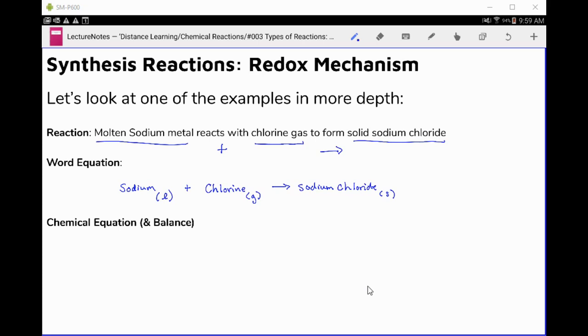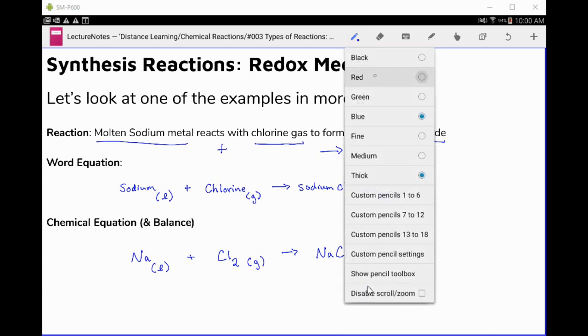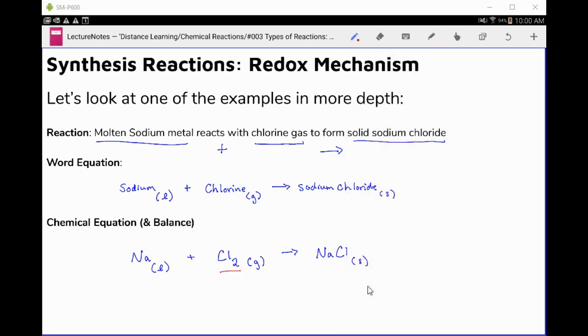Turning this into a chemical equation, the symbol for sodium is just Na, liquid. Chlorine is Cl, but remember that it's diatomic because it bonds to itself. So Cl2, and it's a gas. And sodium chloride. Sodium has a charge of +1, chlorine is -1, so we just get NaCl. Now this reaction is currently not balanced because we have 2 chlorine atoms here and only 1 on the right. So to balance this out, I would need a 2 and a 2 there.